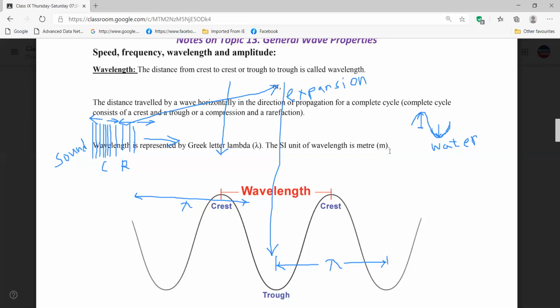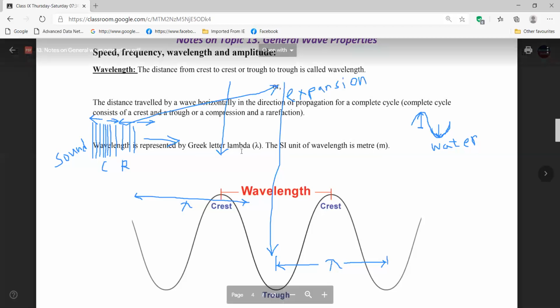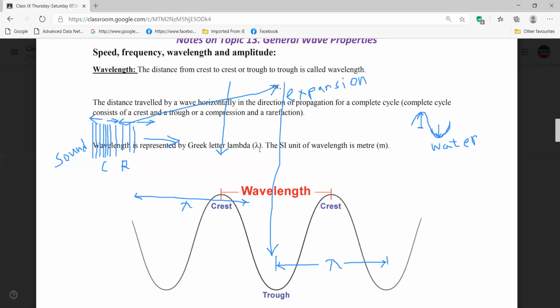Sir, I have written it. Finished wavelength, both the definitions. And you also write that wavelength is represented by the Greek letter lambda, and the SI unit is meter. Yes, sir, I have written it also. Very good.